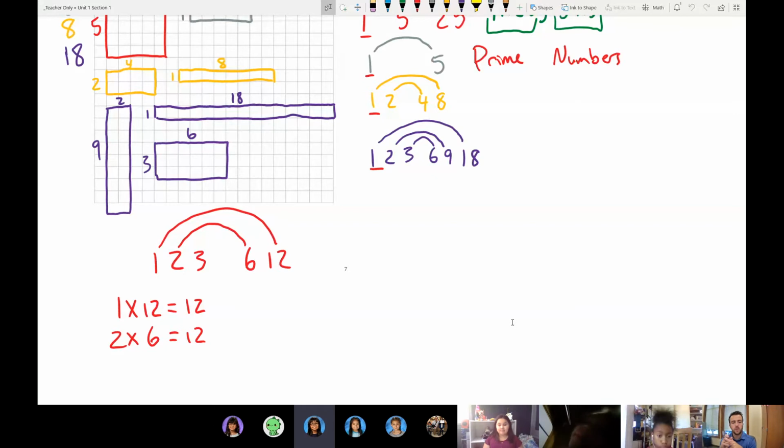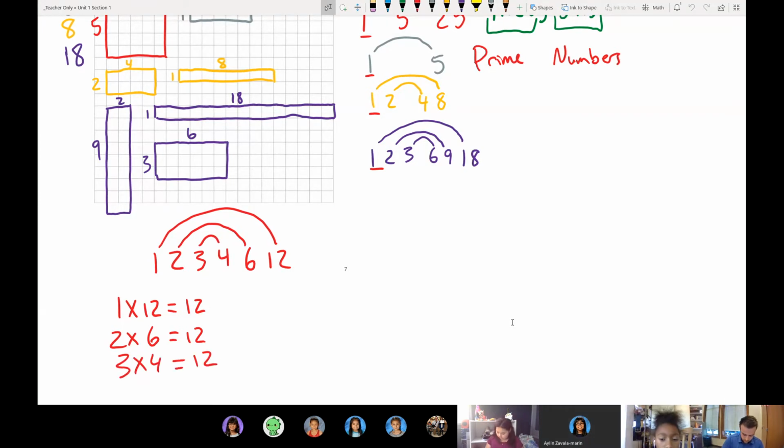Malia, I see your hand up. What can we multiply 3 by to get 12? 4. Yeah, 4. Exactly right. 3 times 4 equals 12. And since there are no numbers between 3 and 4, this is our last one. We know for sure that that's the last one that can be paired together to make 12.